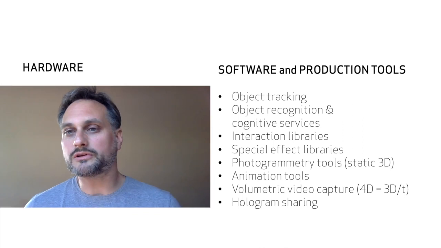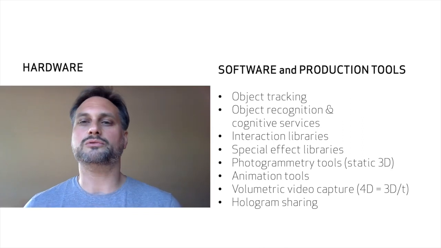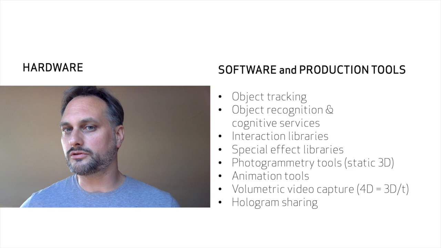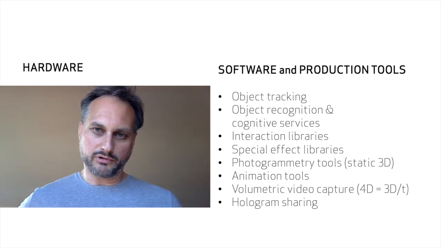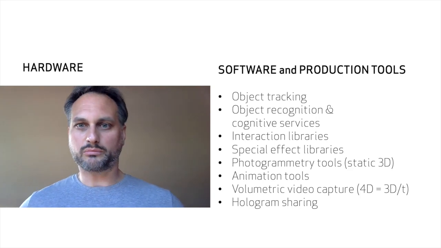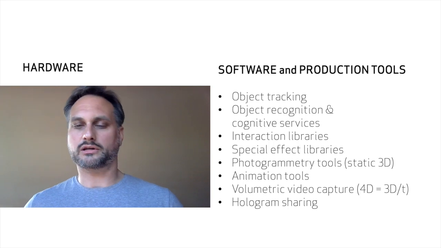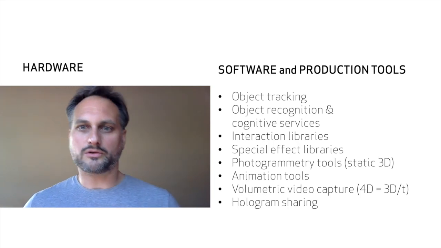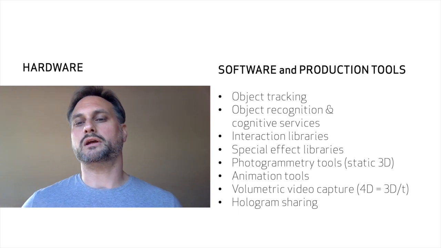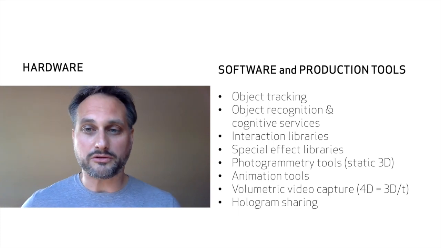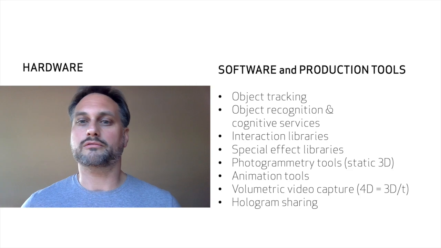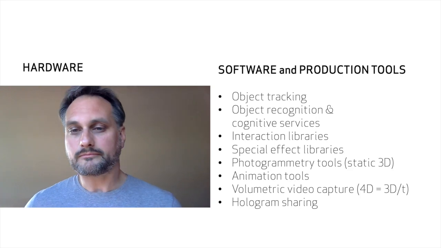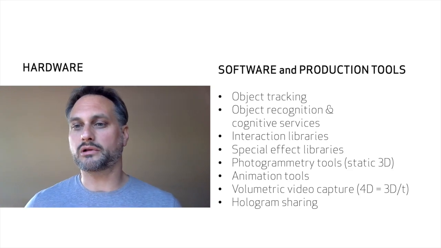Same on the software side. On the software side and the production tool side, there are also different classes of tools available, different classes of SDKs available for object tracking. We've mentioned that repeatedly, but also for object recognition and other cognitive services. There are interaction libraries that automate some of the UI for you, some of the spatial UI. Special effect libraries are available.